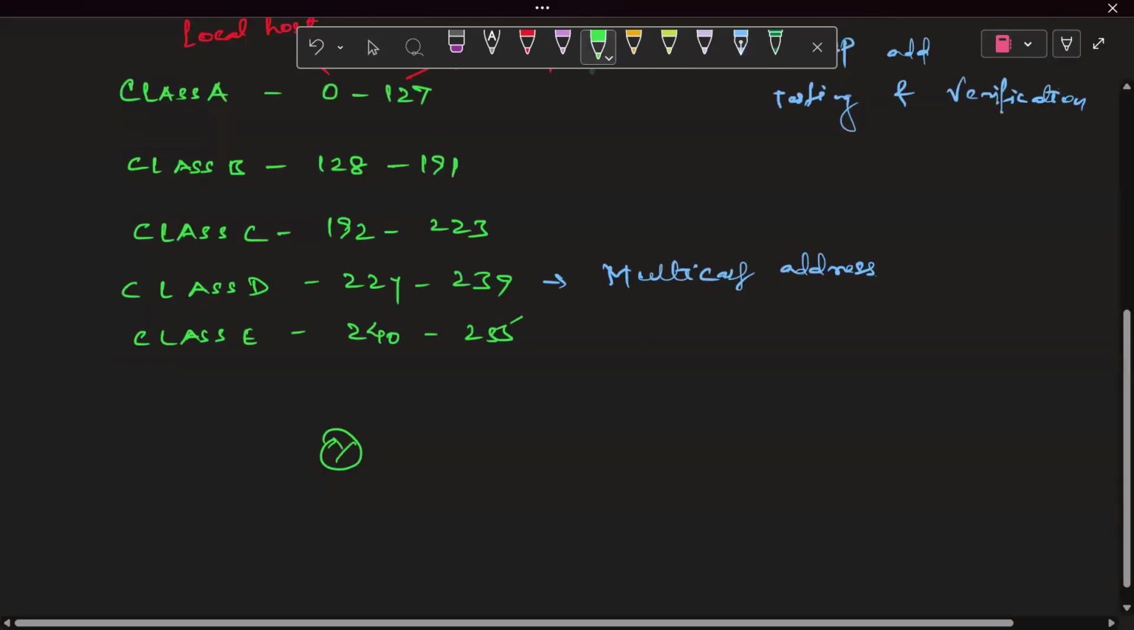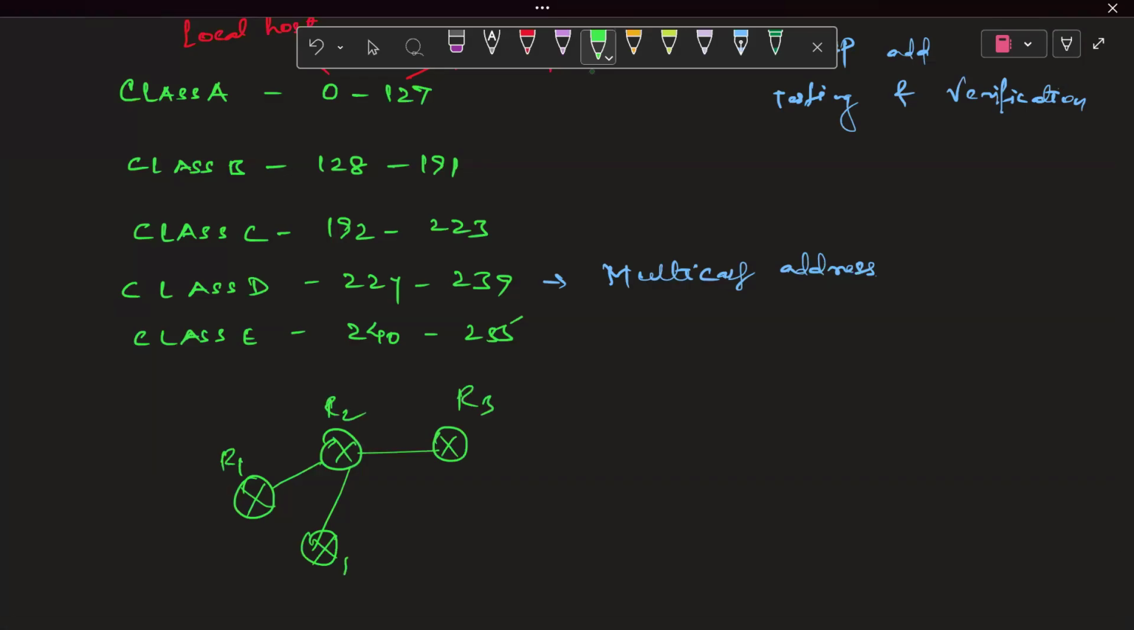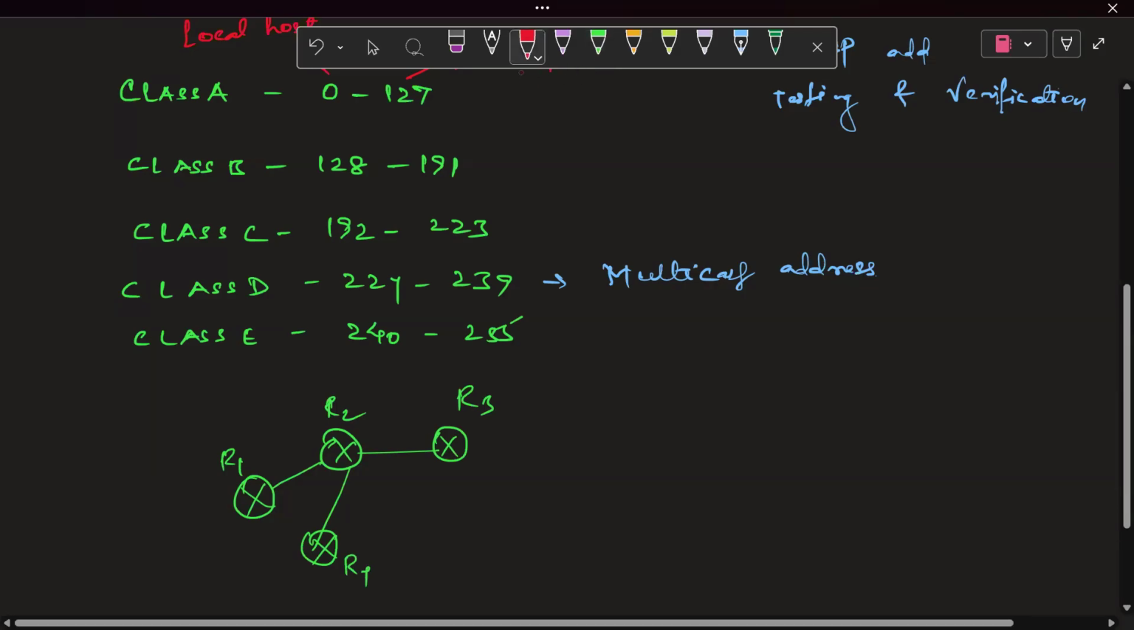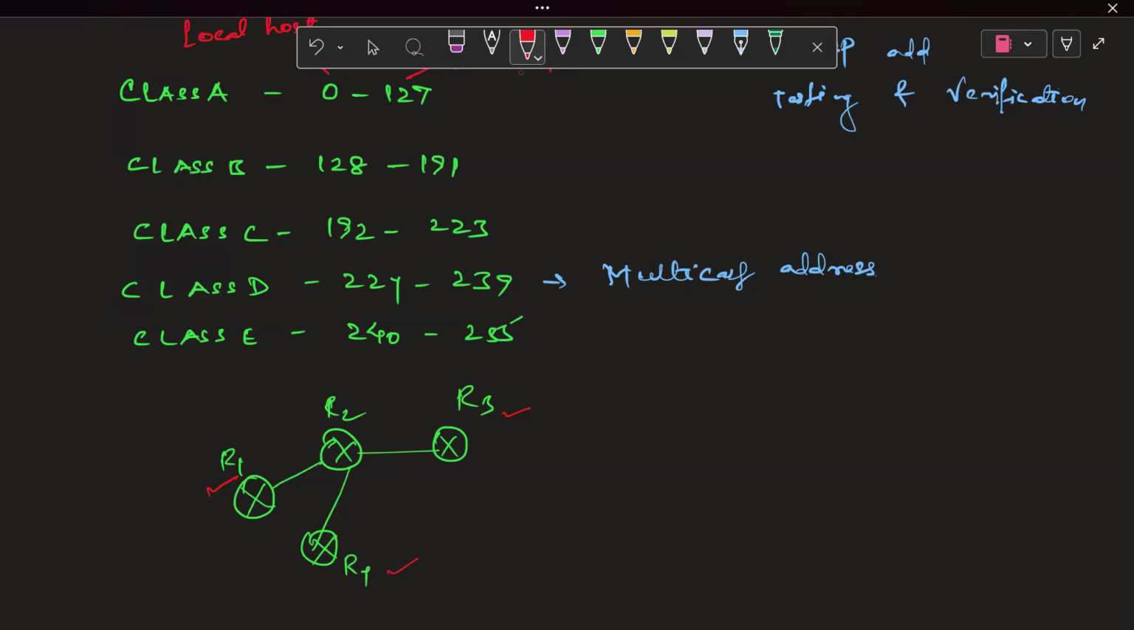Consider here that there was one router, one more router. This is router 1, this is router 2, this is router 3, and this is router 4. Now, this router 2 has to form neighborship with router 1, 3, and 4 also. To form neighborship, what is the option? Either he will ask his address, his address, and his address to form the neighborship. Don't you think he requires multiple different addresses? So it is better to take one multicast address.